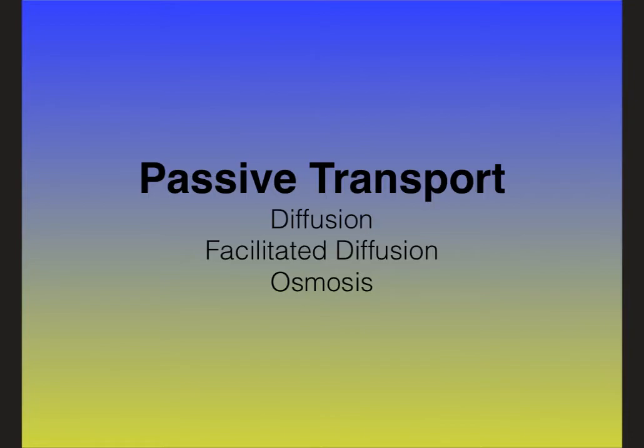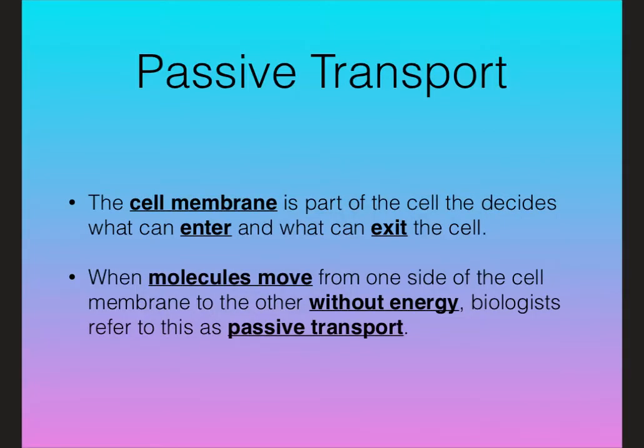Passive transport has three different types of molecular transport across the membrane, which are diffusion, facilitated diffusion, and osmosis. So to start off, let's talk a little bit about passive transport.